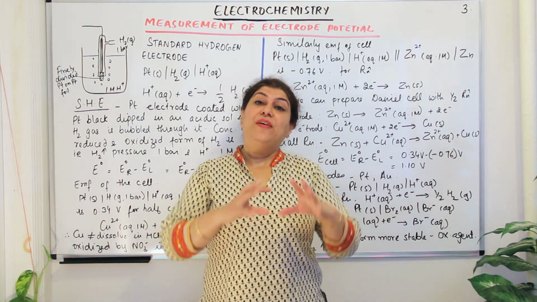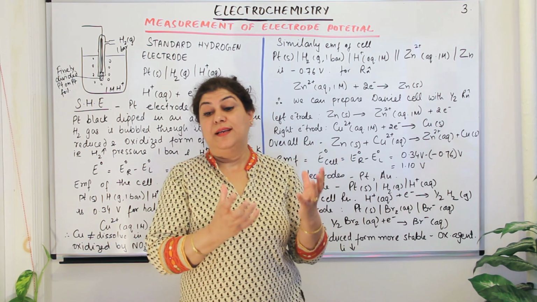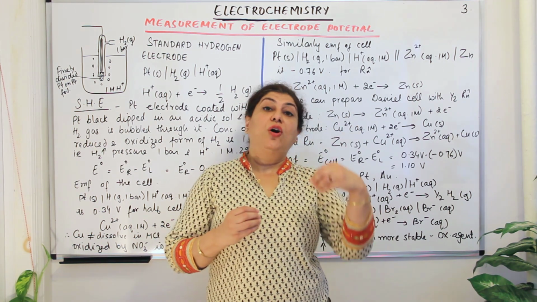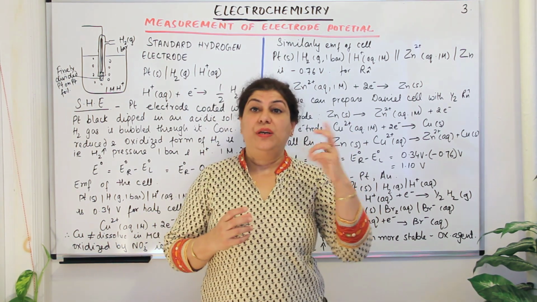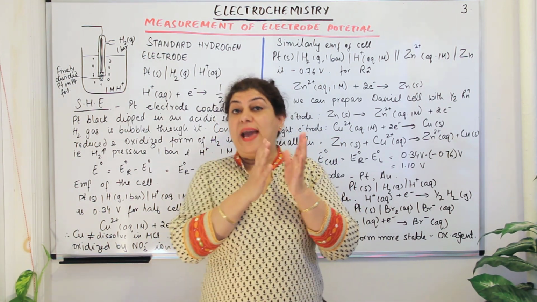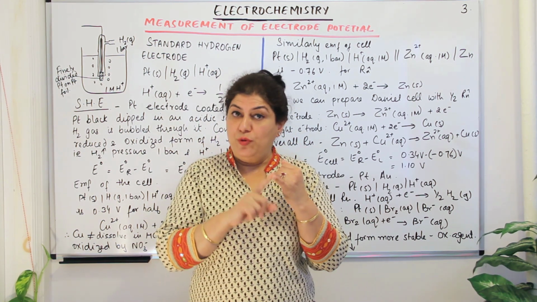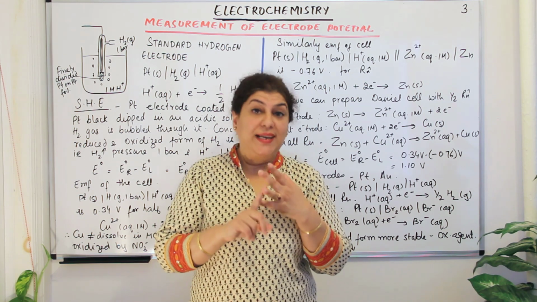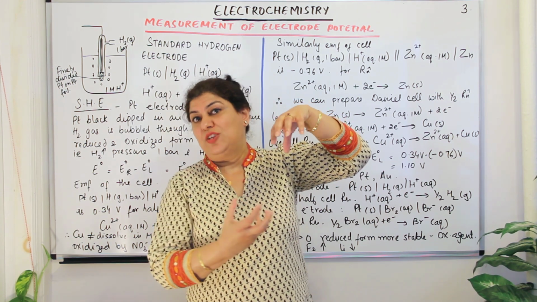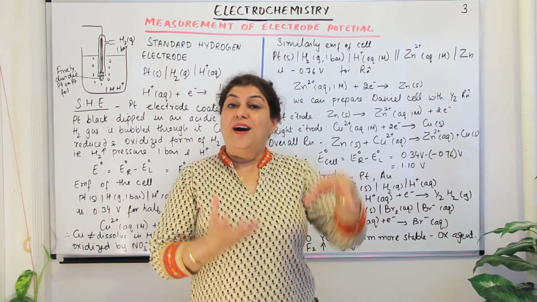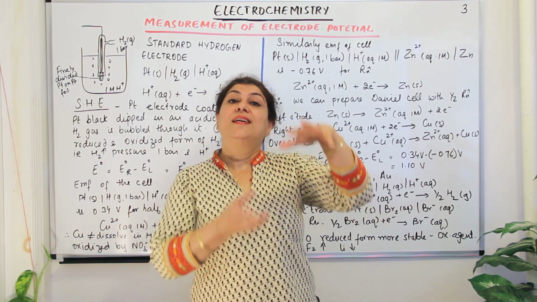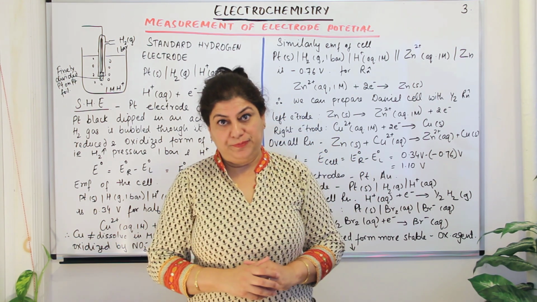Also, I told you that if the solution present is a 1 molar solution, or if your electrode was not a solid metal but, let us say, a gas or a liquid, then under standard conditions a gas would be at 1 bar and the temperature would be 298 Kelvin. The concentration of the ions in the solution should also be 1 molar. Under these standard conditions, the potential of the electrode would be known as the standard electrode potential.